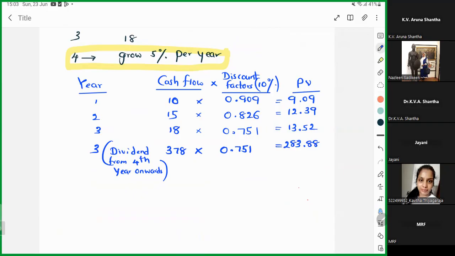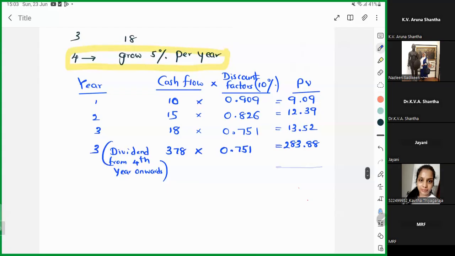283.88. So this example is very important. You have to study very carefully. You listen to my instructions. You see the recording again. You follow the recording and listen to my instruction very carefully. Try to understand this.